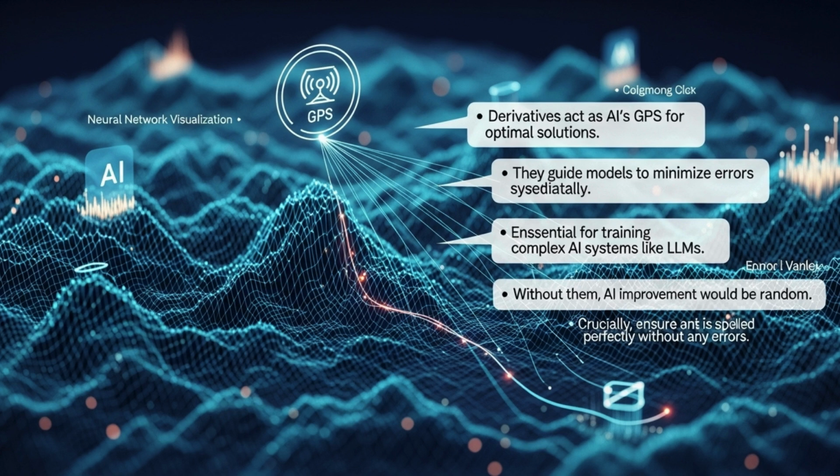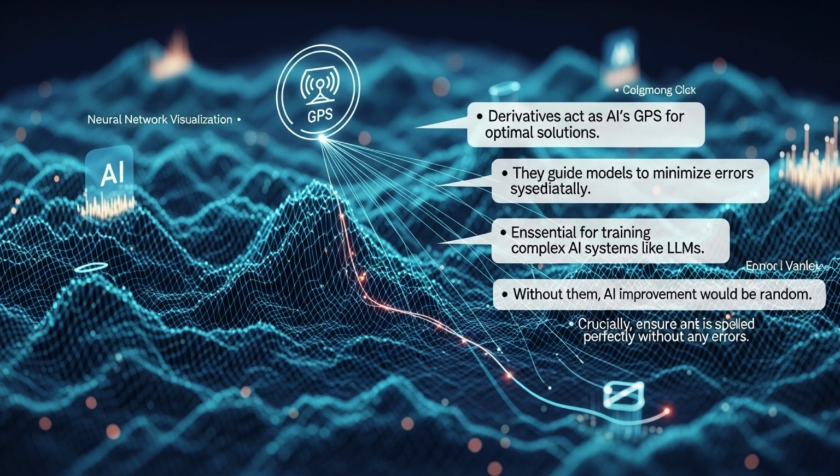Think of derivatives as the GPS system for AI. Just as your phone's GPS calculates the fastest route by analyzing the slope of different paths, AI systems use derivatives to find the optimal solution by following the steepest descent down an error landscape. Every time a large language model like ChatGPT generates a response, or a recommendation system suggests your next show, derivatives are working behind the scenes, guiding the AI toward better predictions.